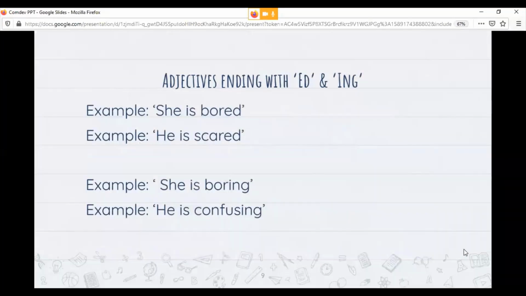For example, she is bored. That means she, the person, is feeling bored. And then he is scared. That means he, the person, is feeling scared at the moment. And then moving on, she is boring. That means the person is a boring person. While he is confusing, that means the person is not really clear with what he is talking about. Like, he is confusing.